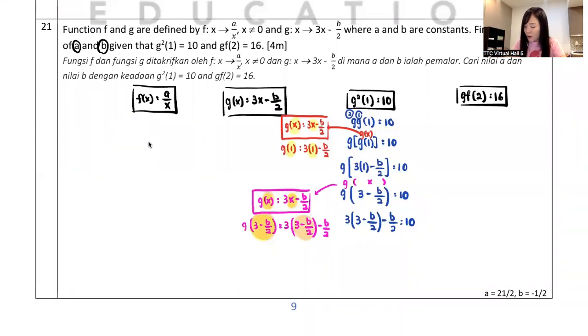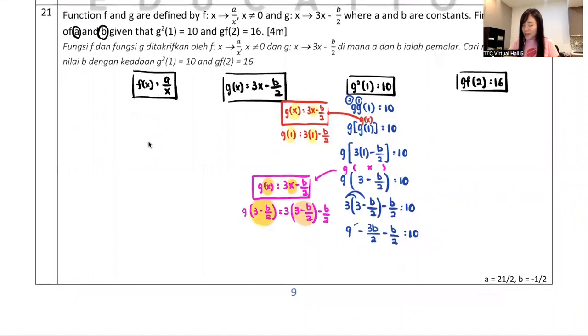Okay, so now all I need to do is expand, because I don't want the bracket. 3 times 3 is 9. 3 times this left. Whenever you times a fraction, remember, you only times the top one. So 3 times b, 3b, over 2. So minus b over 2 equals 10. I feel like I can already get my b answer. How do I do that? Number and number join together. 10 minus 9, 1. Then this one, because the 2 is for b, right?